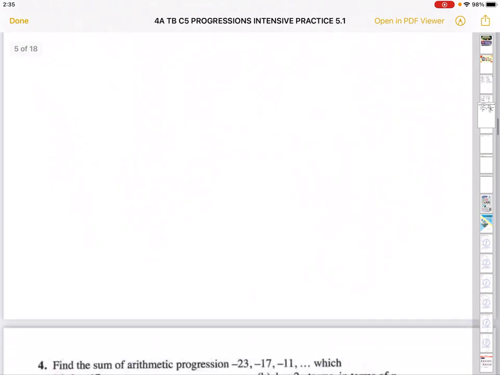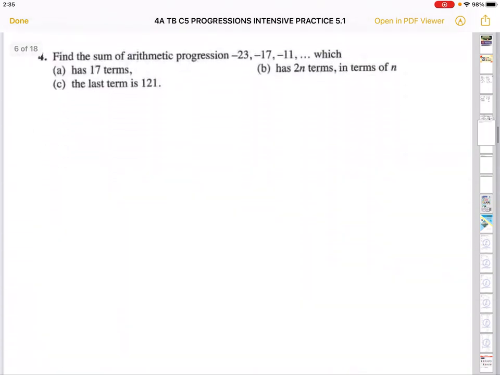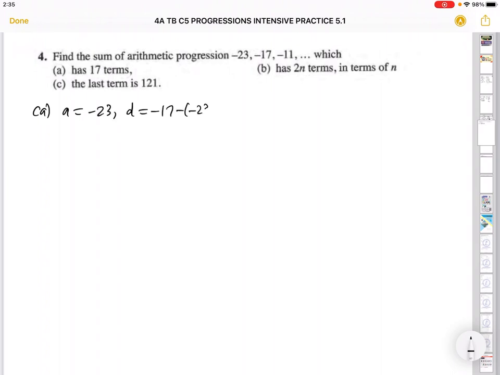Okay, question number 4. Now, find the sum of the arithmetic progression which has 17 terms. First let us find out the first term: minus 23. Common difference: negative 17 plus 23, which is just 6. If it has 17 terms, we know we have to use the formula for Sn. Let me write down the formula. Sn, the sum of the first n terms, is n over 2 times 2a plus n minus 1 times d. I know my first term, I know my number of terms, and I know my common difference.